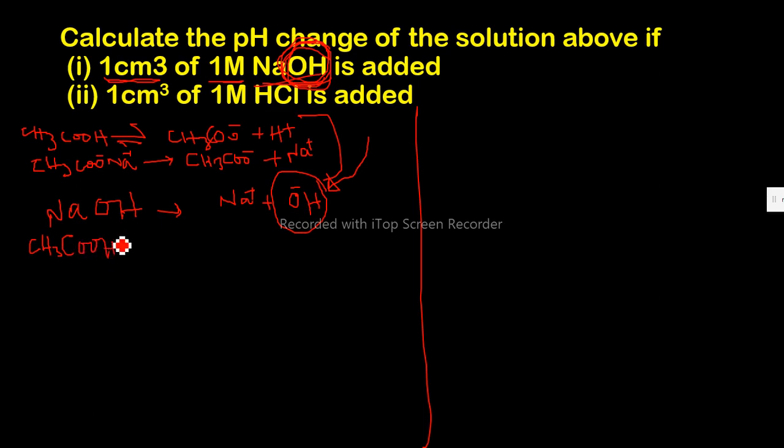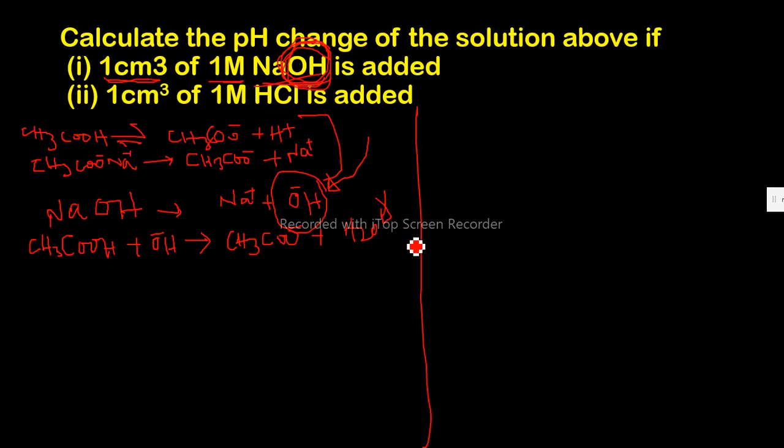It will react with the OH ions that have been added to form the ethanoate, acetate ions, and water. And this water is neutral, so it doesn't affect the pH. So it will be buffered.